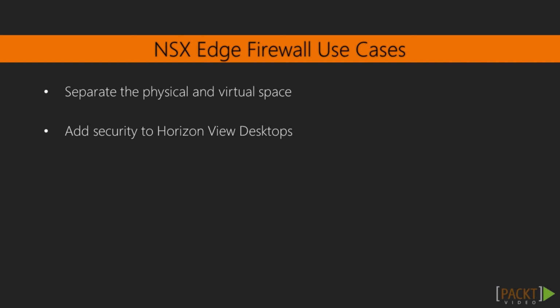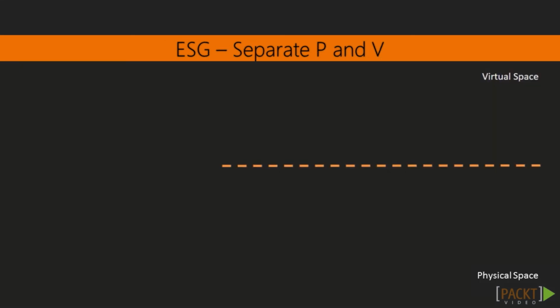Or another example would be adding security to Horizon View desktops. So they are used to separate the server and the desktop space from each other. Let's start with the separation of physical and virtual.